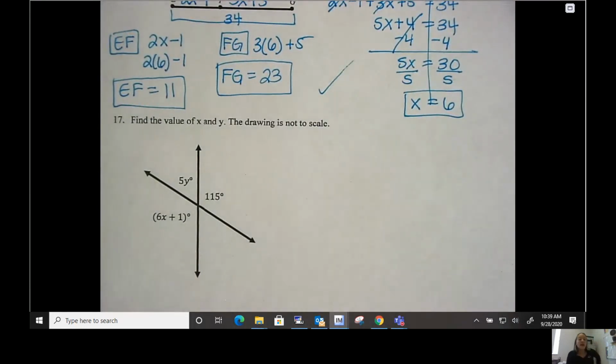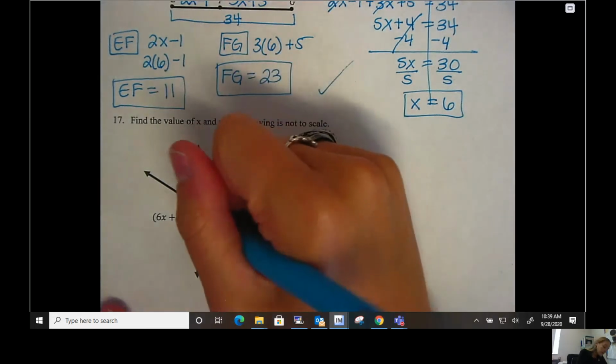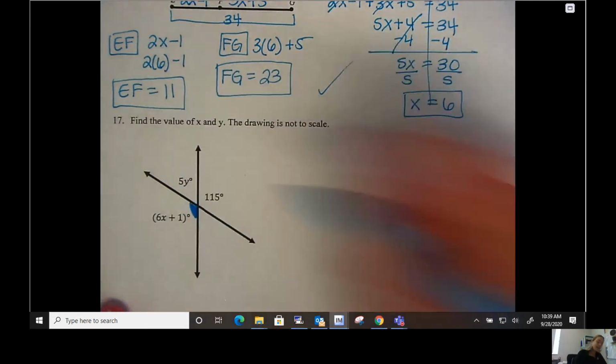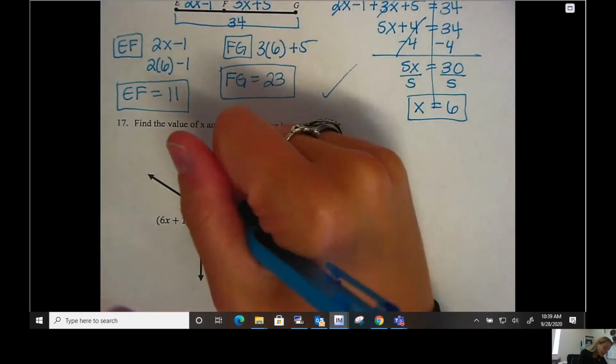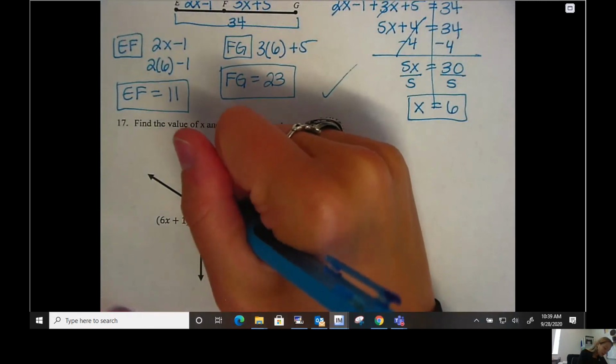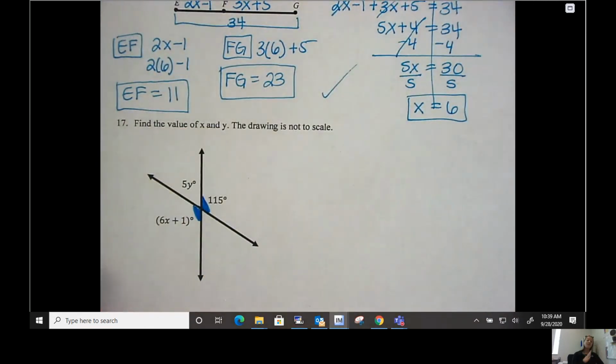All right, last one, number 17. Find the value of x and y. The drawing is not to scale. All right, so the first thing that I see is a nice x. And anytime I see an x, I'm going to start looking for vertical angles, two angles that are right across from one another. I notice that this angle right here, 6x plus 1, and this angle over here, 115, are vertical angles. That means they are congruent.